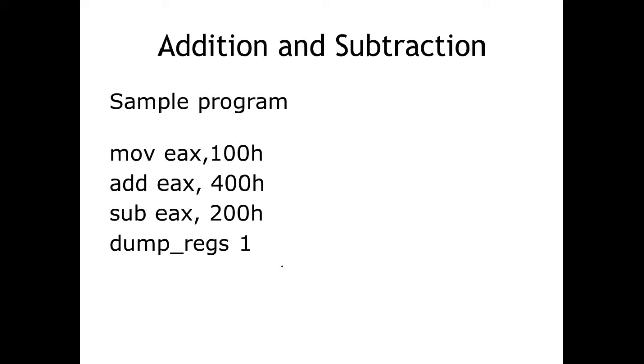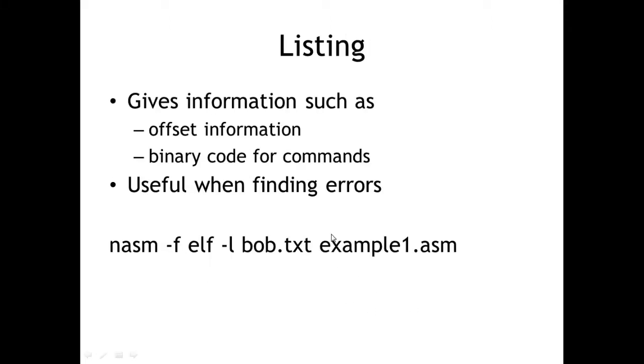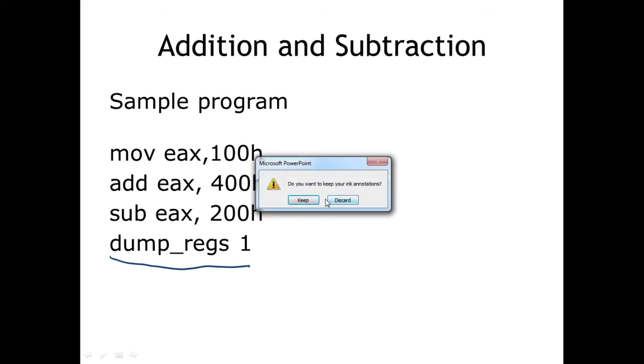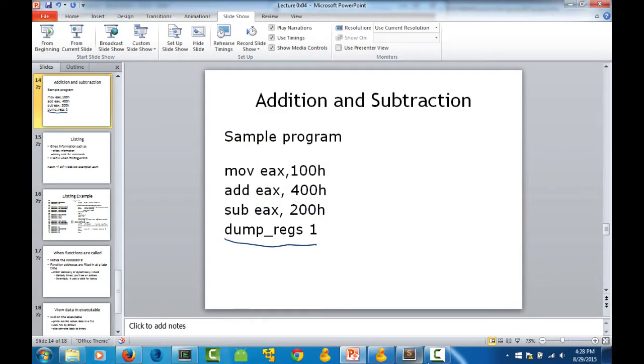All right, so at this point, we're going to go ahead and go through some simple examples here to get used to working with assembly. So we'll have a sample program. We'll do a lot more than just this, but we'll do some addition and subtraction. We're going to use the dump regs function because that's going to help us to see what's happening in these registers. So with that, let's see. I'm going to bring up my environment.